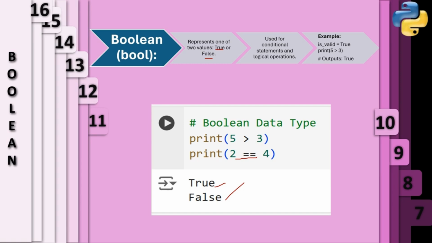Boolean values are often the result of comparison operators and logical operators, that is and, or, not. These are logical operators. These are commonly used in control statements like if, while, and for to determine the flow of the program. Next, we will cover sets.